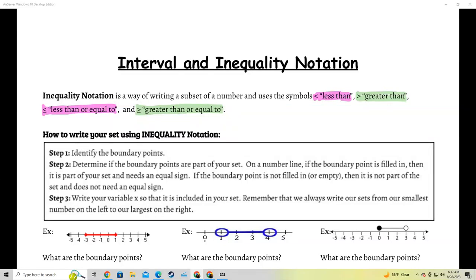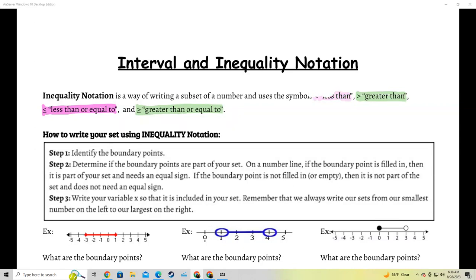Step two, we're going to determine if the boundary points are part of your set. On a number line, if the boundary point is filled in, then it is part of your set and your inequality is going to need an equal sign on the bottom. So that's how you're going to know that you're going to need an equal sign like this or like this on the bottom. If the boundary point is not filled in or if it's empty, then it is not part of your set and you do not need an equal sign.